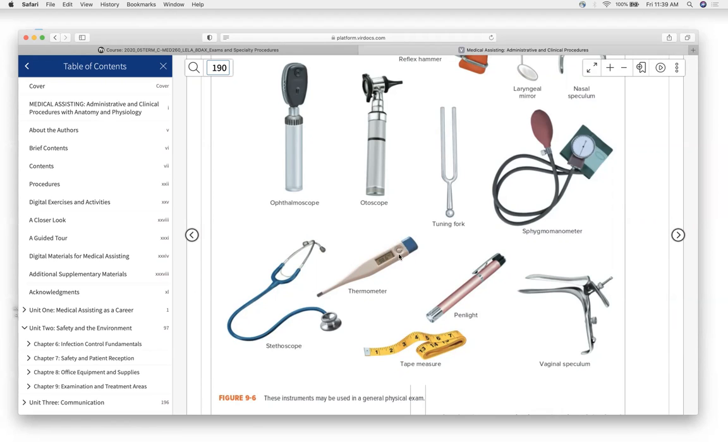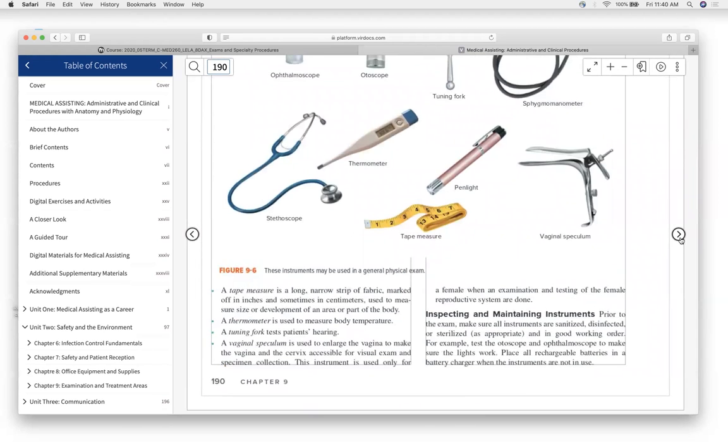If any mucosal material or saliva or body fluids get on this thermometer, you also have to disinfect that as well. Stethoscope, pen light, thermometer, tape measure, 70% isopropyl alcohol. Vaginal speculum, you have to sterilize that. So it has to go through the whole sterilization process.